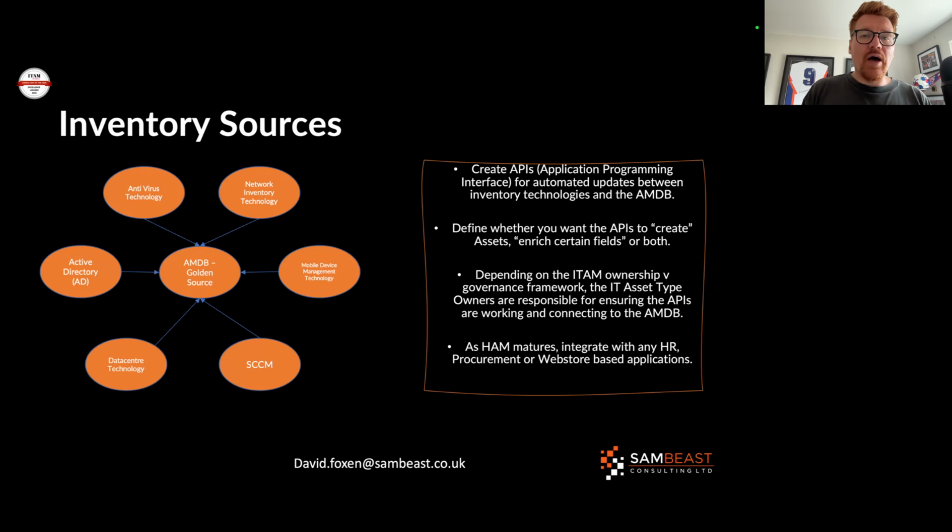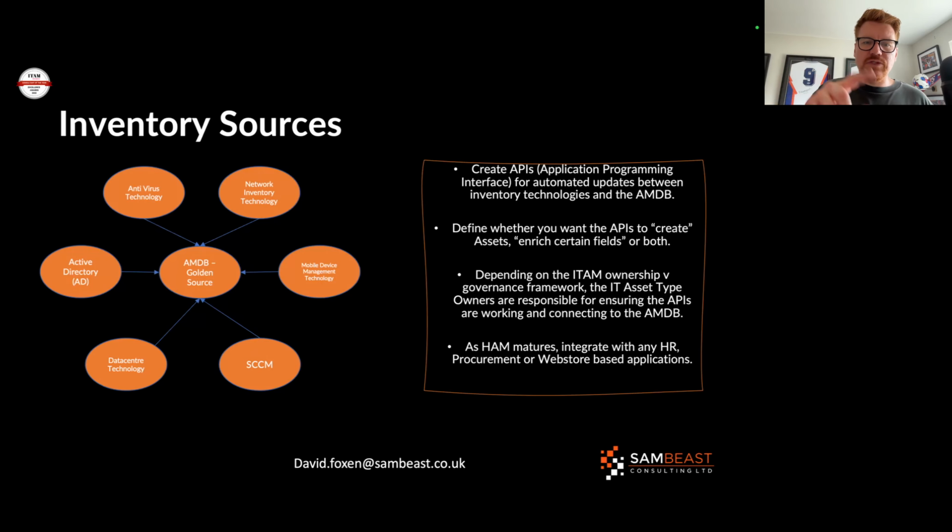Contact all of your IT asset type owners, your key AIMDb users, to let them know that the API is down and that there may be some inaccuracies or legacy information there, but you're working on the fix. And as hardware asset management matures, you can also then start to look at integrating HR, procurement, or web store based applications. This is an open goal.